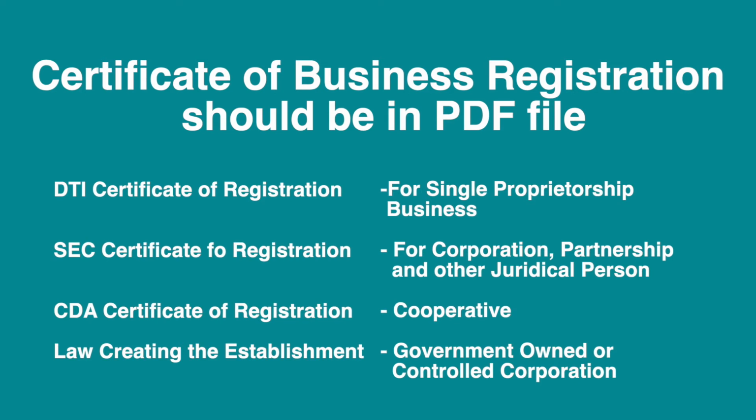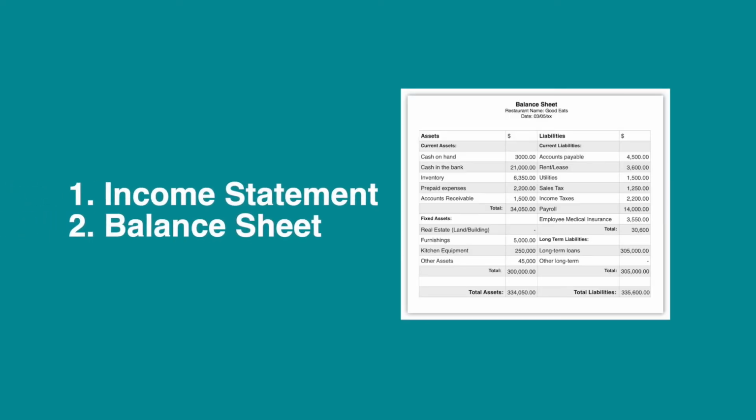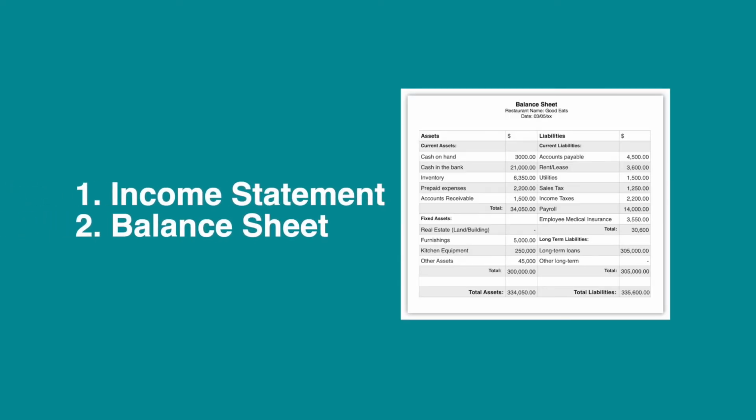Also prepare your business registration. Any of the following shall be uploaded as proof of business name registration. Upload business permit or mayor's permit. Upload latest financial statements with balance sheet in PDF as proof of income. Now let's go to step number 3.